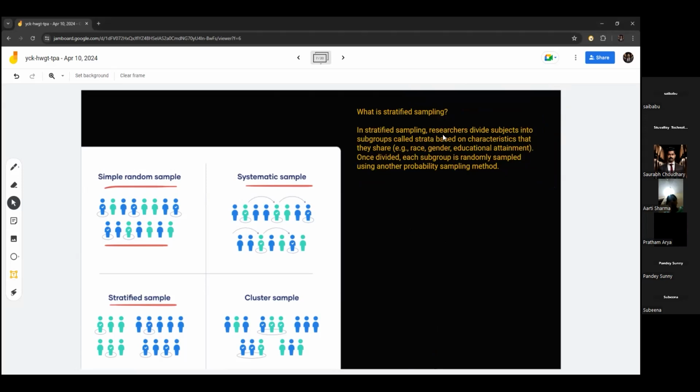What is stratified sampling? Researchers divide subjects into subgroups called strata based on characteristics that they share. It could be race, gender, education, attainment. Once divided, each subgroup is randomly sampled using another probability sampling method. So first of all, you'll divide your complete population into subgroups, small parts, and then you will be taking the data from there.